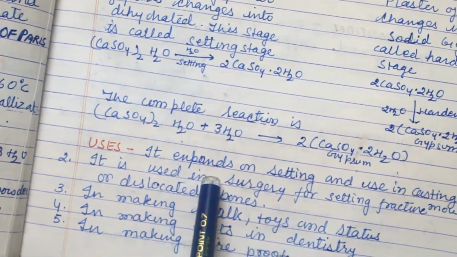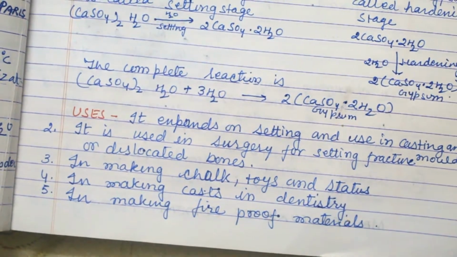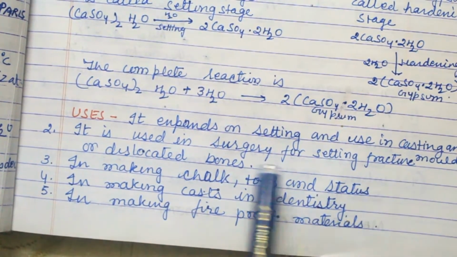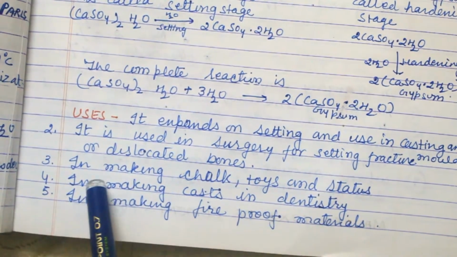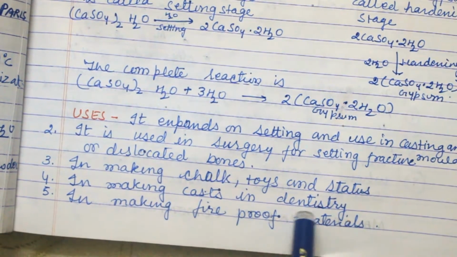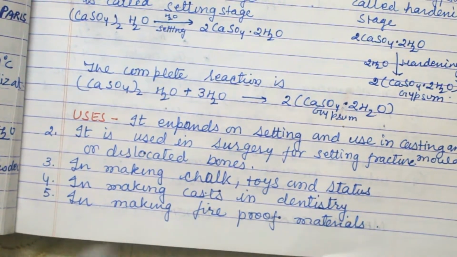Now uses: it expands on setting and is used in casting and molding. It is used in surgery for setting fractured or dislocated bones, in making chalks, toys and statues, in making casts in dentistry, and in making fireproof material.